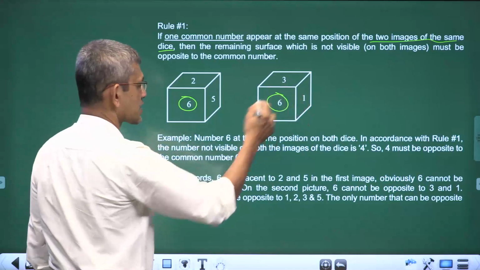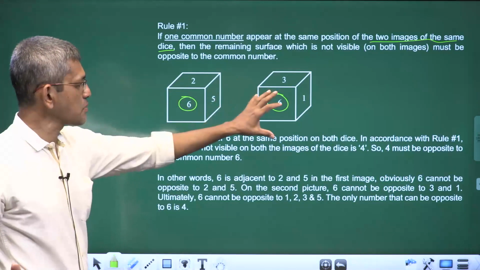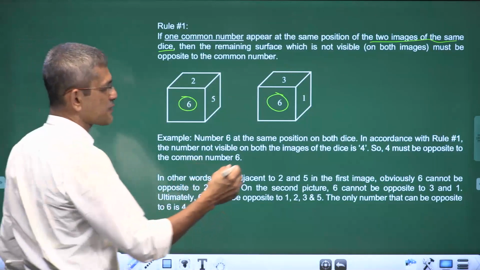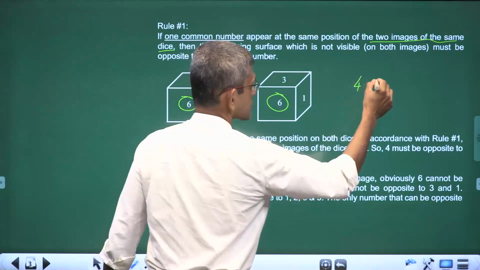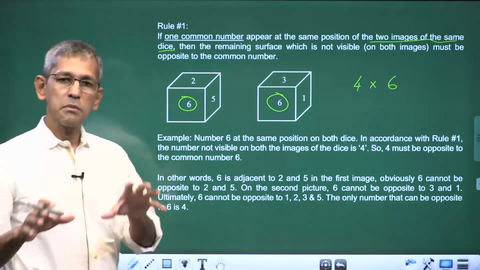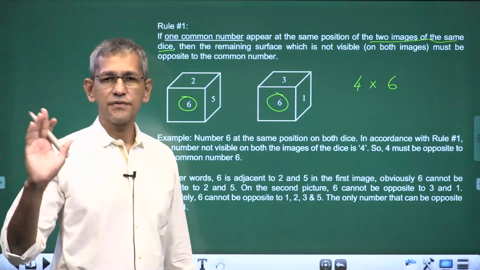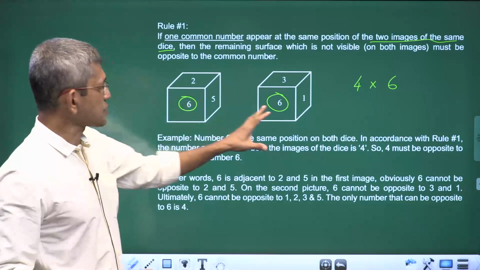Here we have 6, 3 and 1. Which is not visible? 4. The number 4 is not visible on both images. That means the number 4 must be opposite to 6. So this common number 6 must be opposite to the number which is not visible on both dice. That's a simple way of getting the answer.